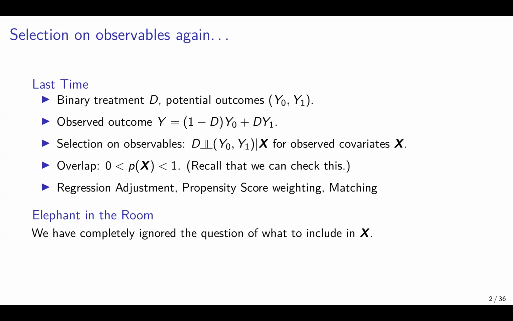What we have ignored so far is the question of what we should include in X. We just kind of leapt to this assumption, selection on observables, that says that we know which covariates we need to adjust for. But that just raises the question, how do you know in practice what variables you should put into X? You might think that the answer is, let's just throw the kitchen sink at the problem, put in as many X's as we can find. But what I hope to show you today is that that's a really bad plan.